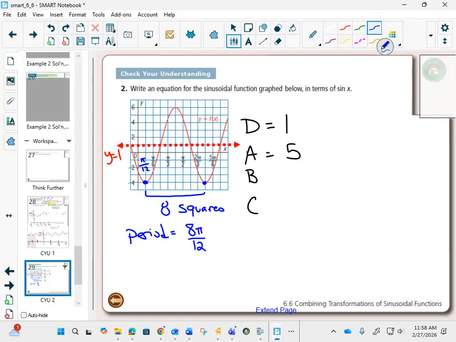Which reduces, because they both divide by 4, to 2 pi over 3. You don't have to reduce it. You could leave it 8 pi over 12. That doesn't tell me what my B value is. Okay? There's a formula that says period is equal to 2 pi over your B value. Rearranging that formula says your B value is 2 pi over your period.